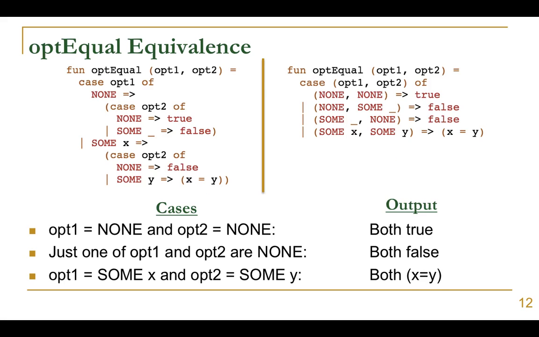Returning to the optEqual implementations, we can begin to imagine how our inference rules might be used to unravel the two programs. What we would want to ultimately happen is produce a formula that reasons through each of the case branches and concludes that no matter what, the two programs produce equivalent output. So we should see that if both opt1 and opt2 are none, both programs return true. If opt1 is none and opt2 is some of something, then both programs return false, and so on.